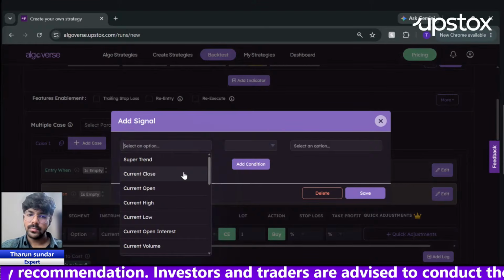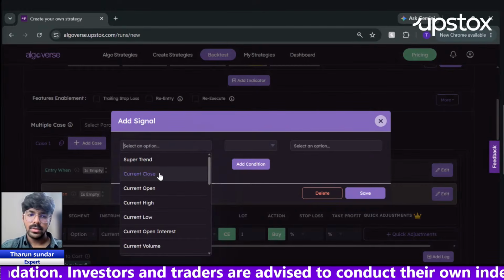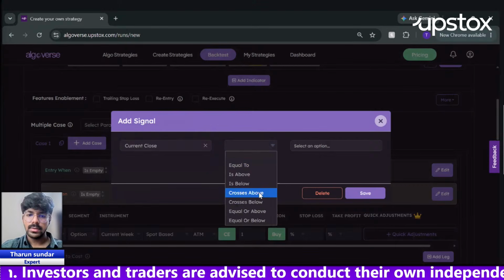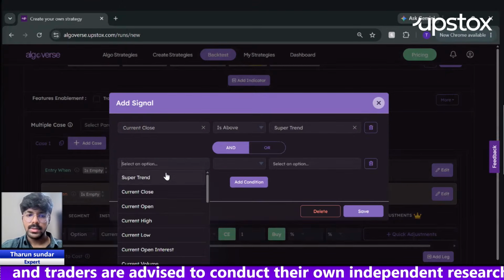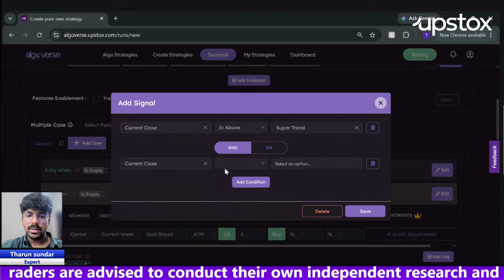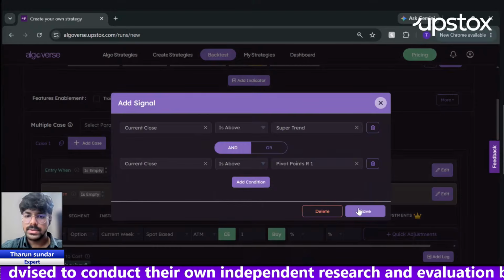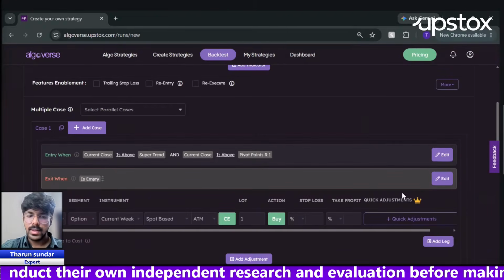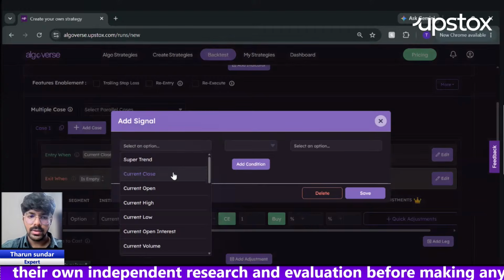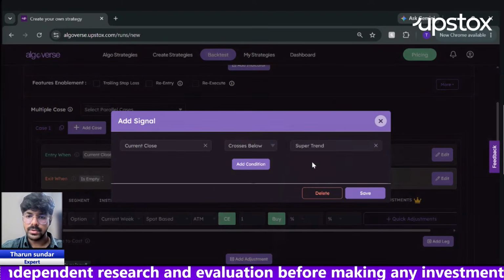let's create this for the uptrend, when the markets are bullish. So I'm giving the current close should be above the Super Trend. Second condition is the current close also should be above the R1 range. So this is my entry condition. Exit condition is also trend following. So current close crosses below Super Trend.